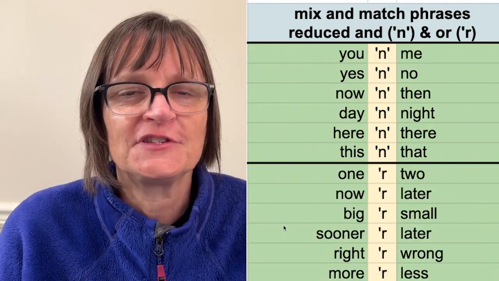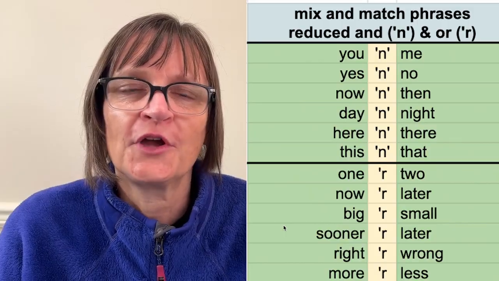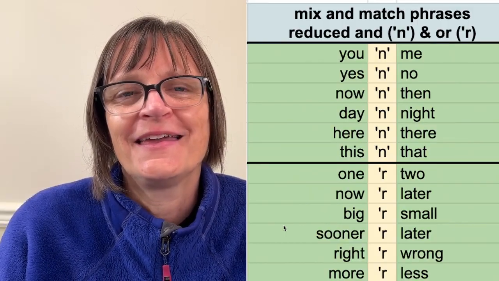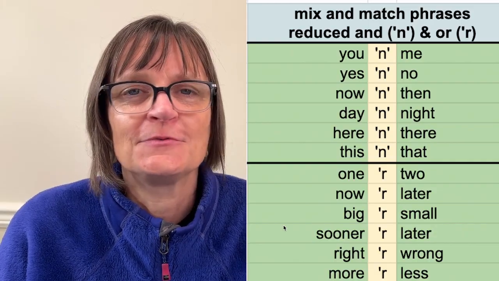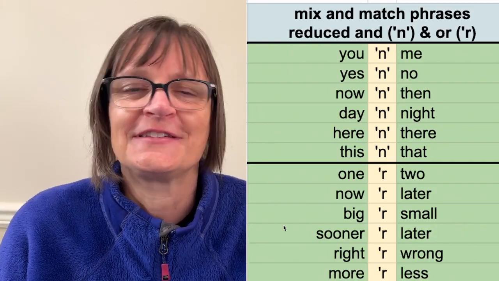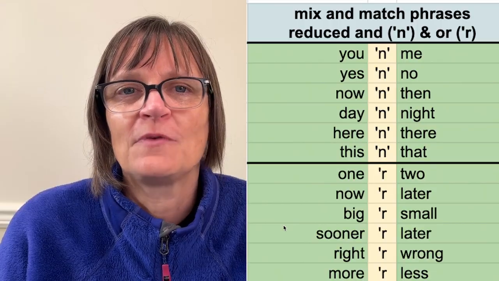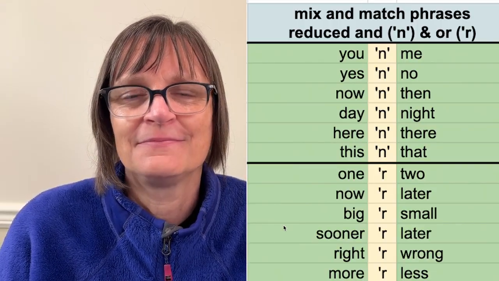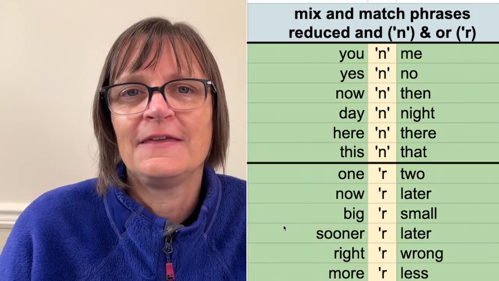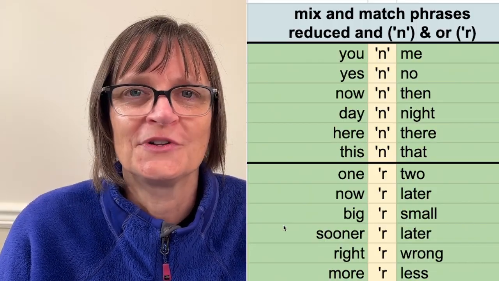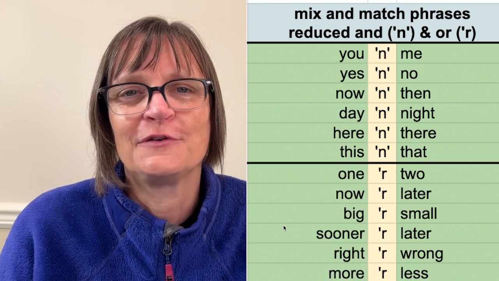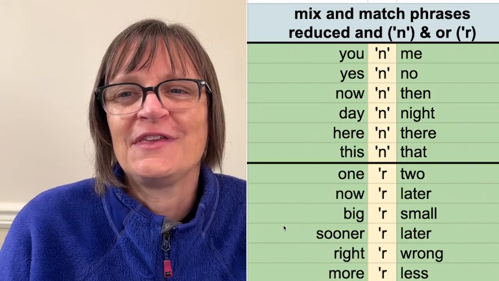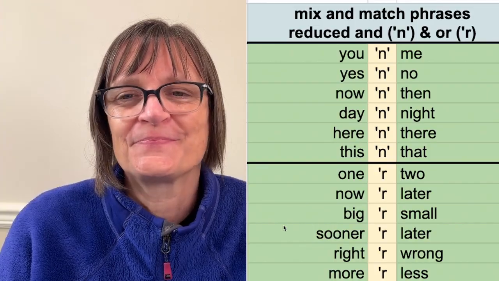In this fluent speaking practice lesson, we'll look at reduced 'and' and reduced 'or'. In fluent speech, the word 'and' is reduced to just an 'n' sound in many cases. So rather than "you and me," it sounds like "you 'n' me." The 'n' sound links the two words together and makes a fluent phrase. Let's practice some of these, and then we'll talk about the 'or' reduction.